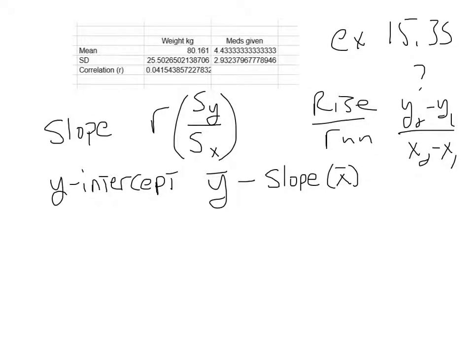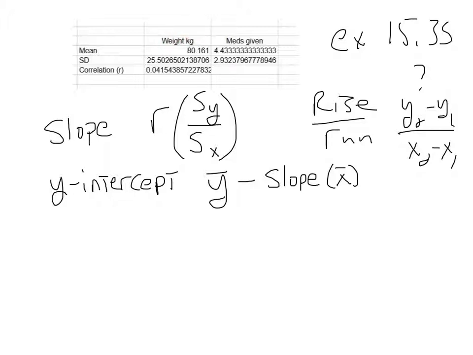So this is one way to calculate the regression equation, the y equals mx plus b form for a regression model. What you need in order to do it is the average for your variables. If you remember from the other video that I made, the weight is explaining the number of medications that a patient is taking.